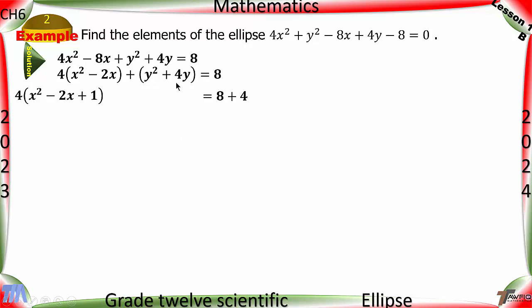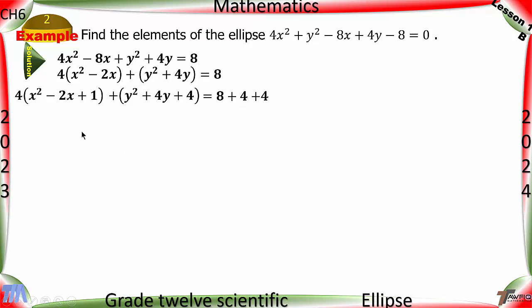Now to make y squared plus 4y a perfect square, divide 4 by 2, which is 2, and squared is 4. So add 4 inside this bracket, and it becomes y squared plus 4y plus 4. To add the number to the right side, multiply this 4 by the number before the bracket, which is 1. 4 times 1 is 4, so we must add 4 to the right side.